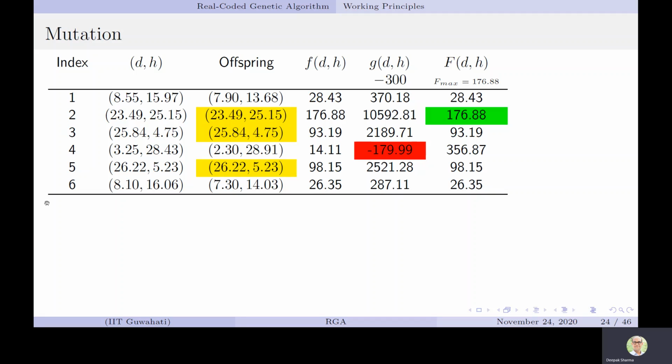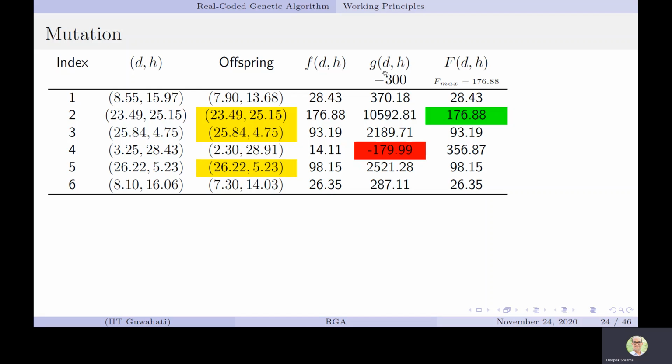So here we have these 1, 2, 3, 4, 5, 6. These are our solutions. We have a diameter and a height. These are the diameter and height after crossover. This is offspring. So the yellow portion in the third column means we are not performing any mutation. Rest of the solution we are performing. So basically solution 1, 4 and 6 we perform the mutation. Their values are written. Their function value is written. Their constraint is written.